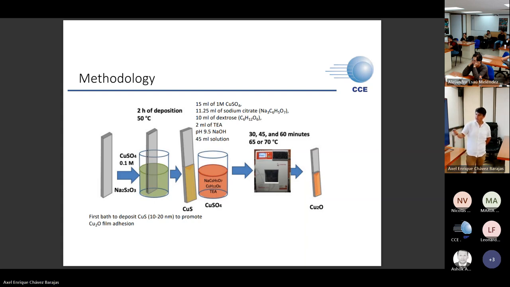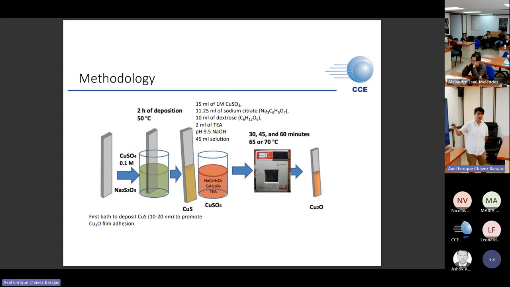In the first step, I use the Grozanov process, in which I deposit copper sulfide around 10 to 20 nanometers thick, using copper sulfate as a copper source, but also sodium thiosulfate as a sulfur source. This was performed at around 25 to 50 Celsius degrees for 2 hours, and the pH was adjusted to around 5 with some drops of acetic acid.